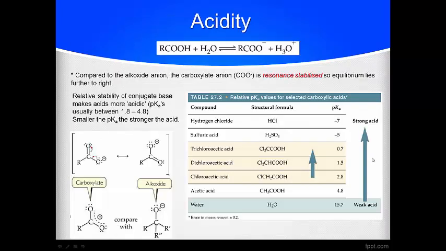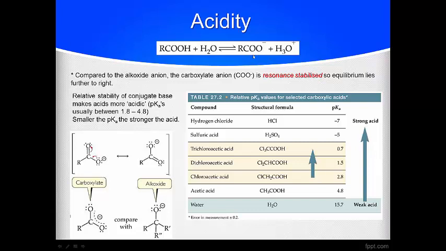So acidity. So let's have a look at the acidity. So we've got our carboxylic acid. When it's in water, you get the carboxylate anion, and you get your H3O+. So compared to an alkoxide, which we've talked about in the past, the carboxylate anion is resonance stabilized. So the equilibrium lies really far on this right-hand side. So the carboxylate anion is in favor.